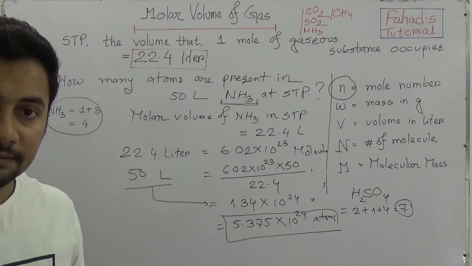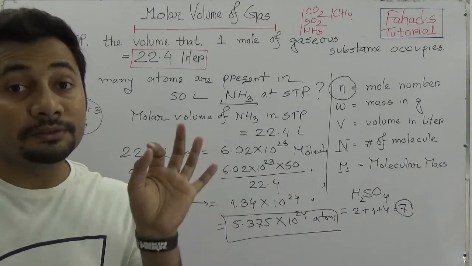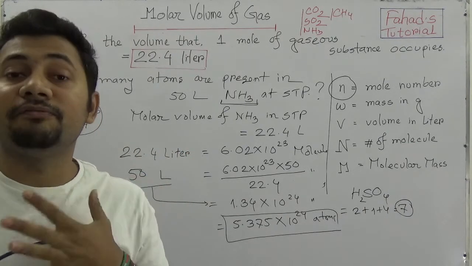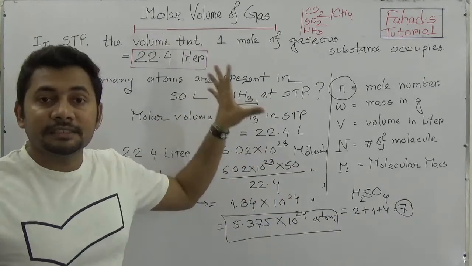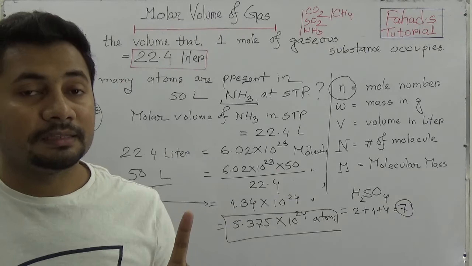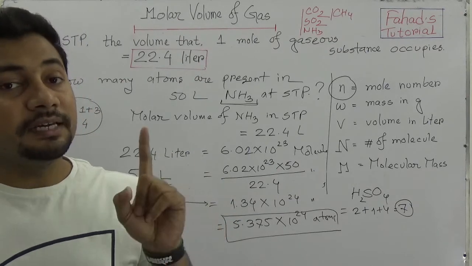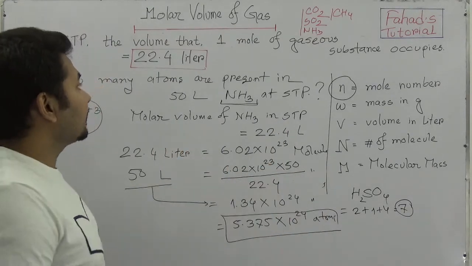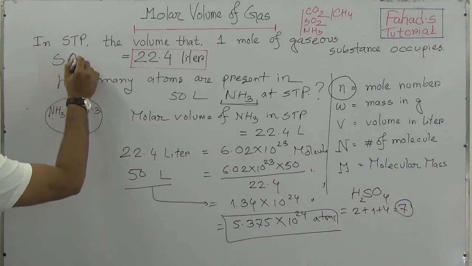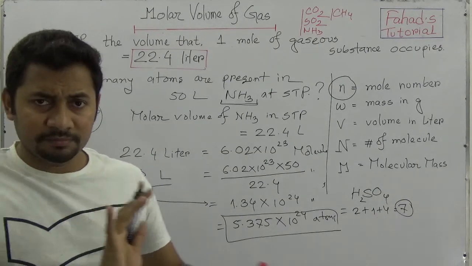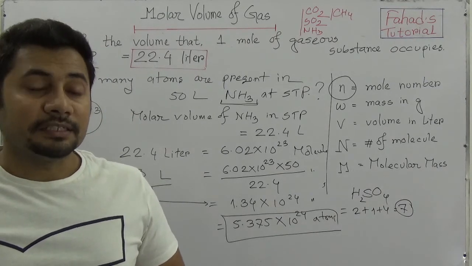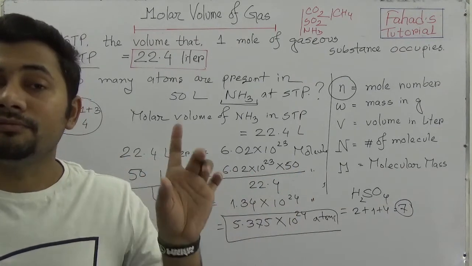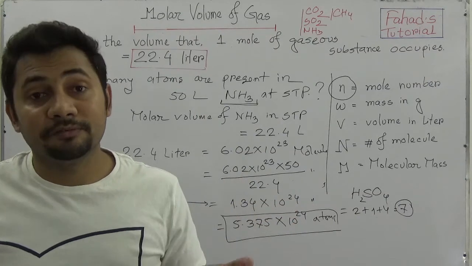So nothing is critical. I'm just writing it by my own hand so that you can practice at home, and you will definitely feel confident in finding the molar volume of a gas. You need to remember one thing: it should be in STP. STP means standard temperature and pressure, and there is another one, SATP, which is standard atmospheric temperature and pressure. I'll discuss it later, but here the molar volume is 22.4 liter. The volume of 1 mole of any gas is 22.4 liter at STP.